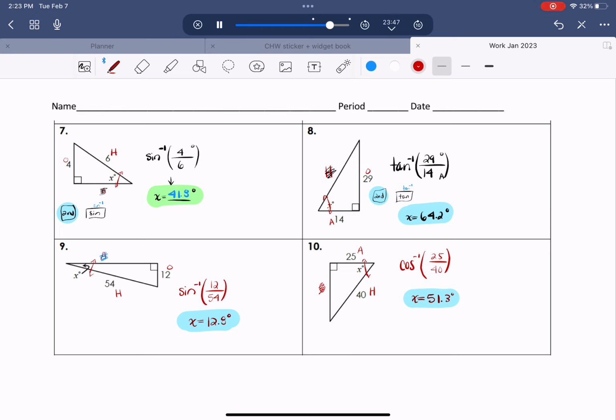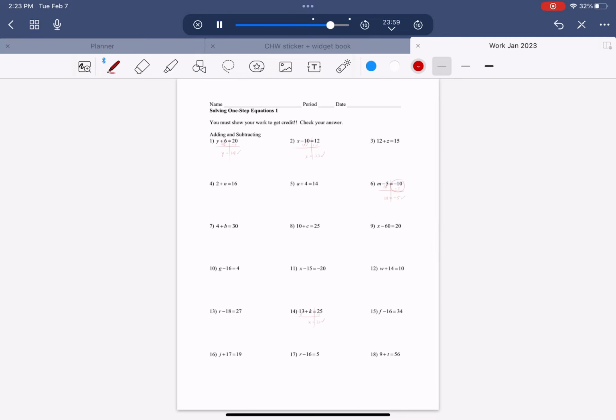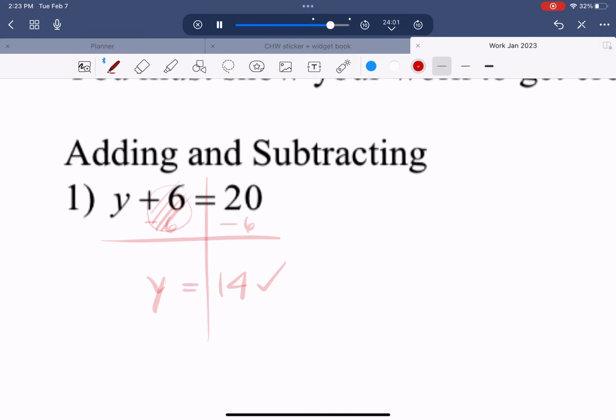All right, so other than that work, I also left you guys with a very easy work, right? We haven't learned this in class, but it's so easy, so you can get it done when I'm not there. Really, you're just solving for the variable. So for number 1, you need to solve for y. You should know how to do this.